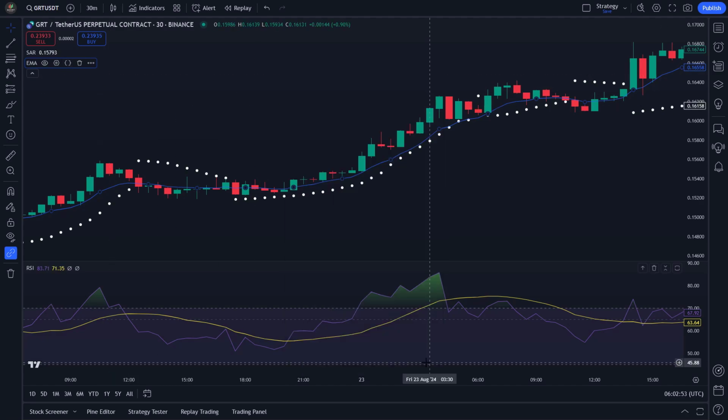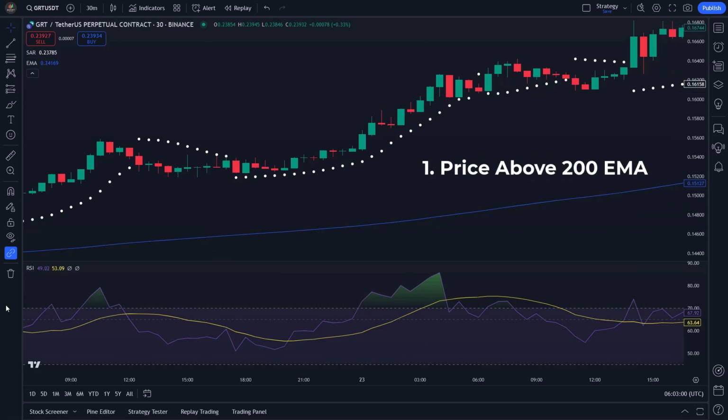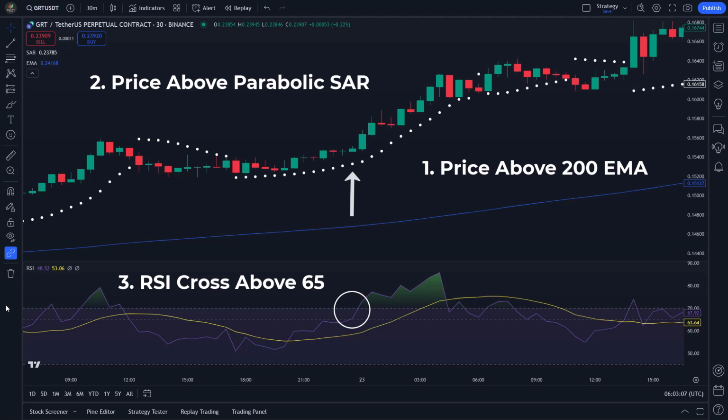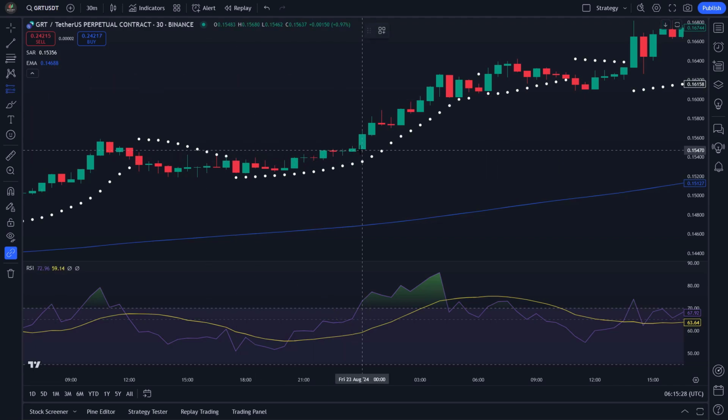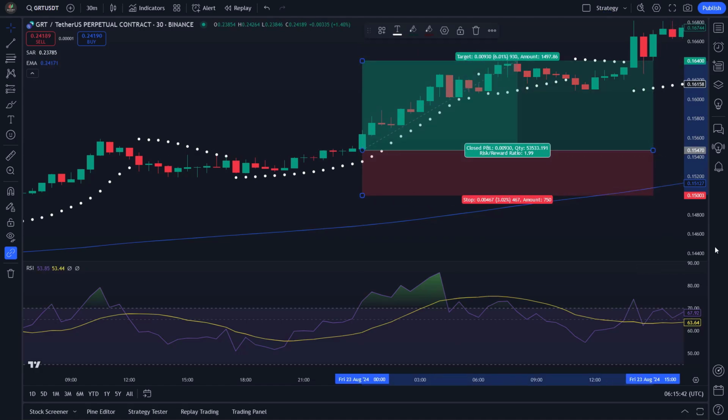So, for long trades, we'll enter when the price is above the long-term 200 EMA, the price is above the Parabolic SAR, and we wait for the RSI to cross above 65, confirming strong bullish momentum. Additionally, we'll use a fixed stop loss of 3% and a risk-to-reward ratio of 1 to 2, meaning our take profit will be set at 6%.